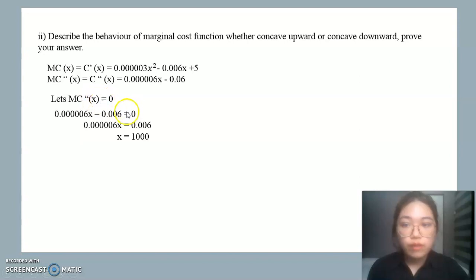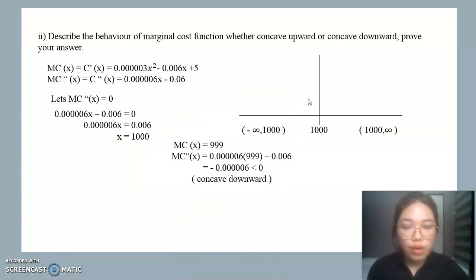So we need to solve the equation 0.0006x minus 0.006 equal to 0, then 0.0006x equal to 0.006, then x equal to 10. So 10 will be the critical point, and then we get two intervals, which are negative infinity to 10 and 10 to infinity.